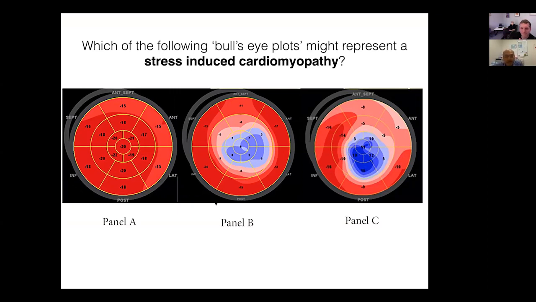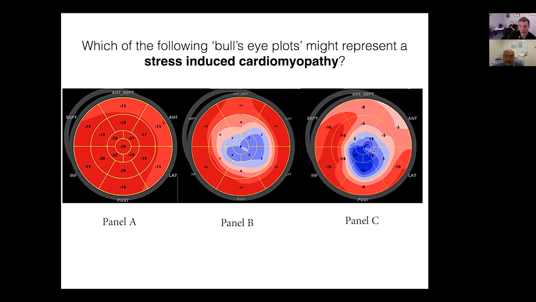So stress-induced one, say if it is a Takotsubo cardiomyopathy, that means the apex is dilated. And so the apex is going to be either blue or white. And the base is also probably going to be B. What do you reckon C might be? Because C's got a bad apex as well, right?